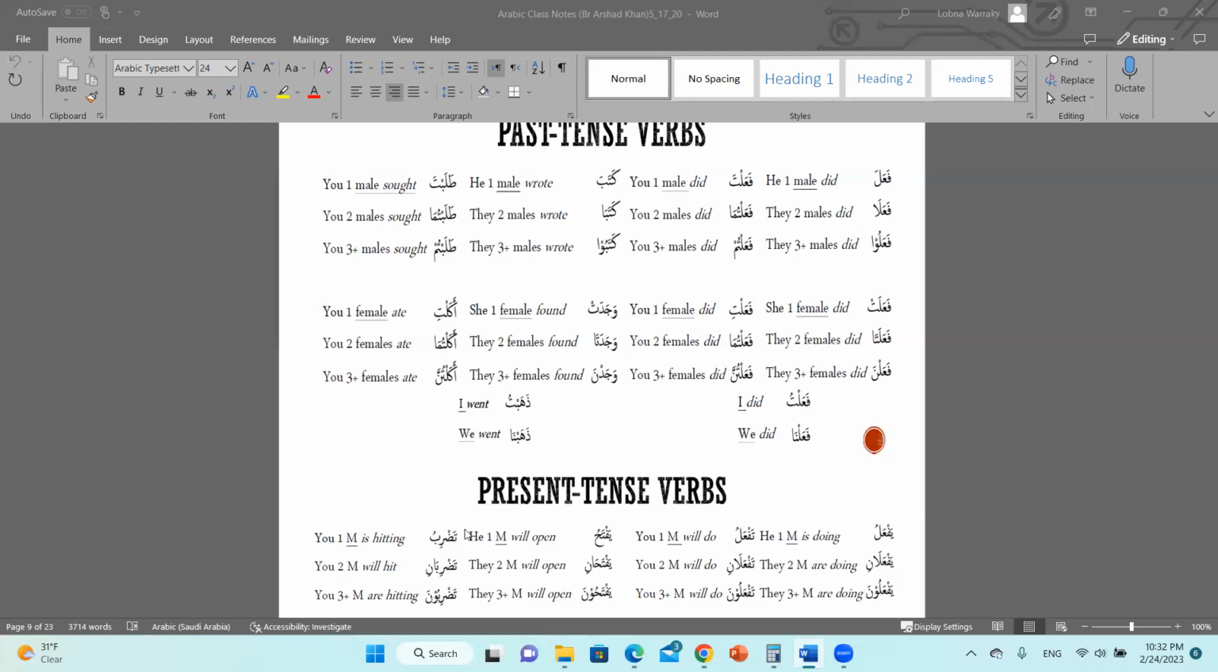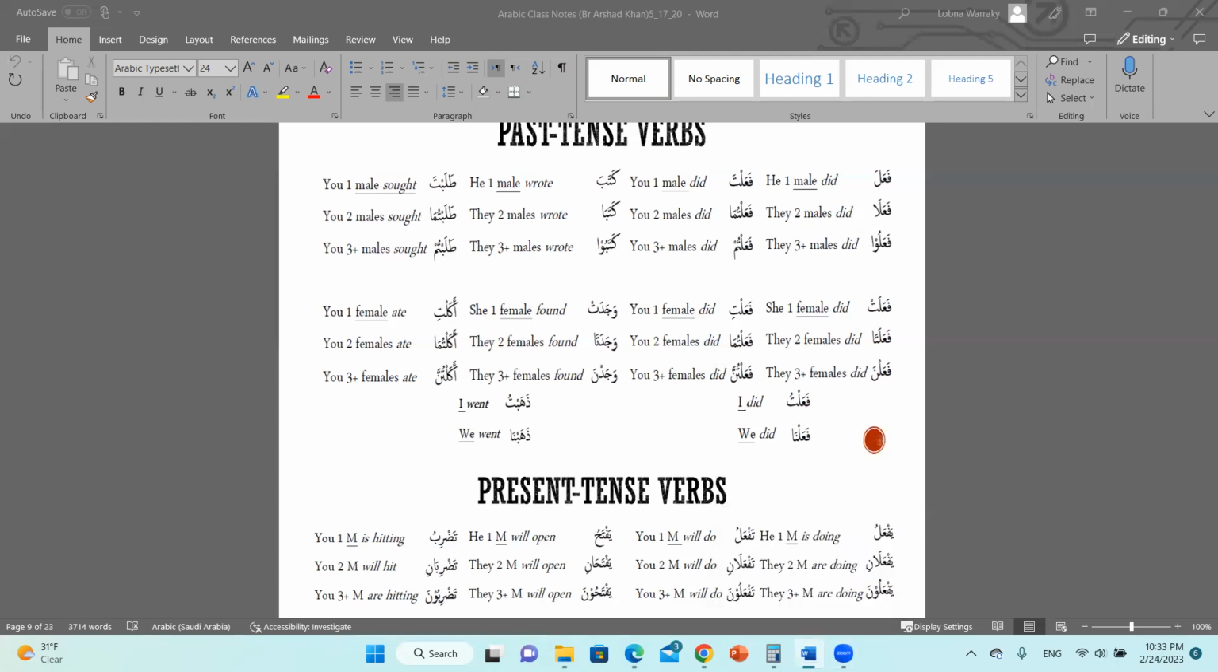So tadribu. Again, if you see the first letter, daraba is to hit somebody. Tadribu is you hit. Tadribani is two people hitting. Tadribuna is you all are hitting. If I say yadribani, it's going to say two males were hitting. Yadribuna is saying they were hitting. Here there's ta, but if I put a ya and I say yadribuna, then two or more, they will be hitting.